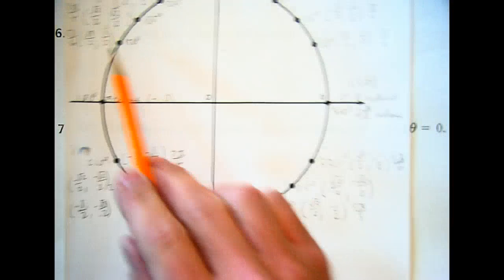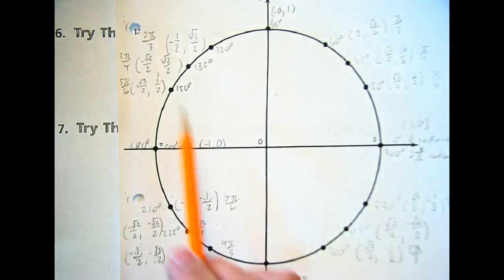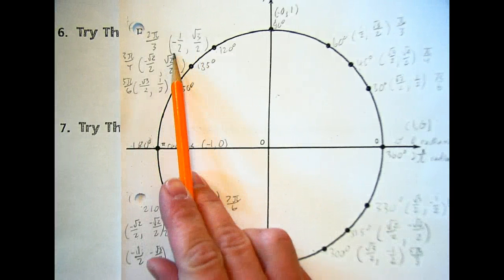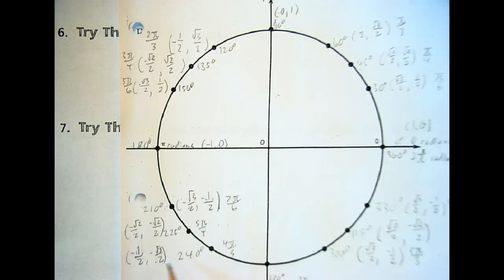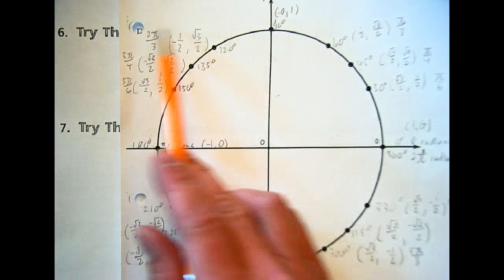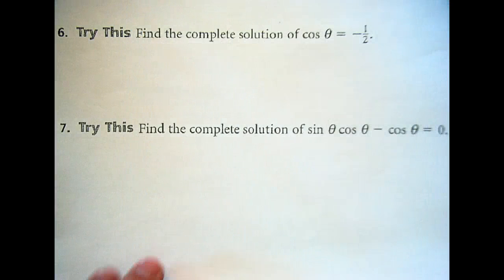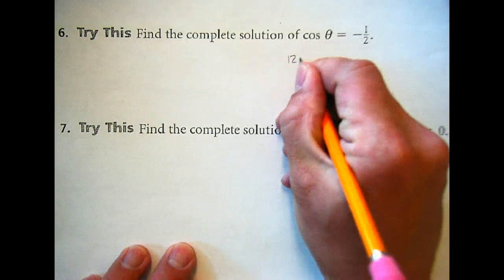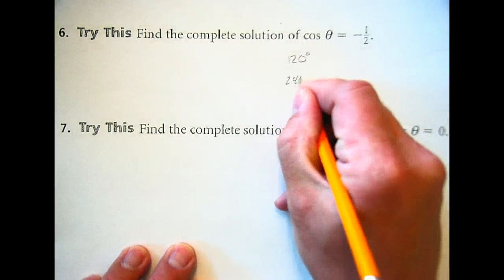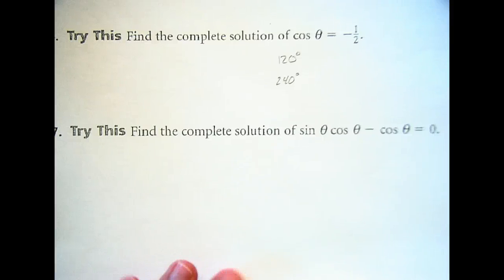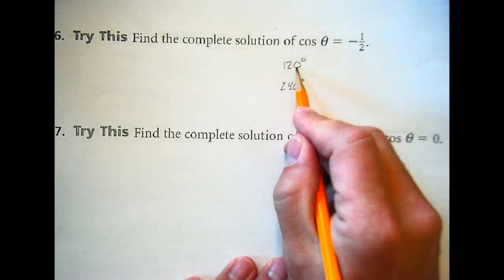There we go. And 240. 120 and 240. Okay, so right there and right there. So we have 120 degrees and 240 degrees. When's the next time it equals negative 1/2? It's 360 from here, right?